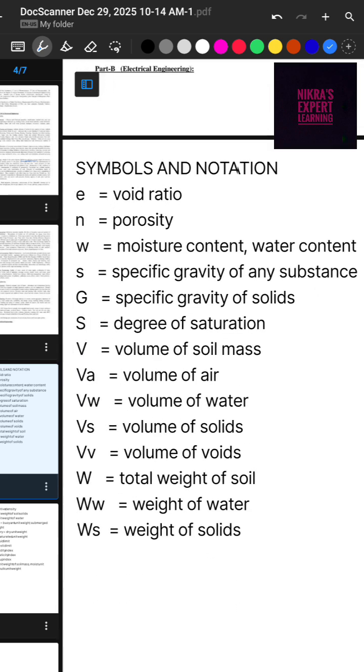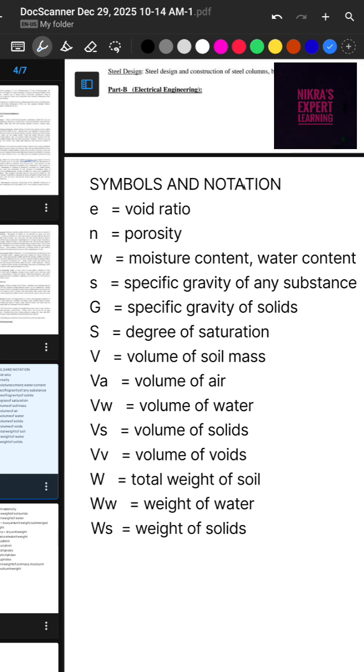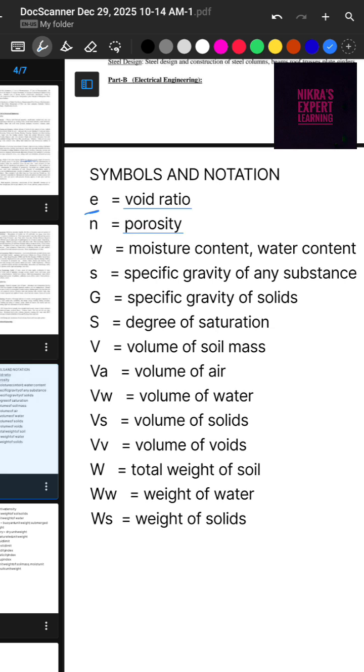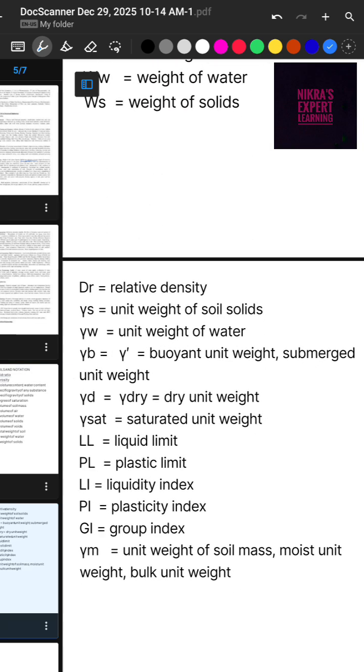First of all, let us see what are the terms, the symbols we are having in this. First we are having E. E is void ratio. Okay, N is porosity and W is the moisture content. S is specific gravity. I'll explain everything, what is void ratio, what is porosity, what is moisture content in this video. First we are studying one by one.